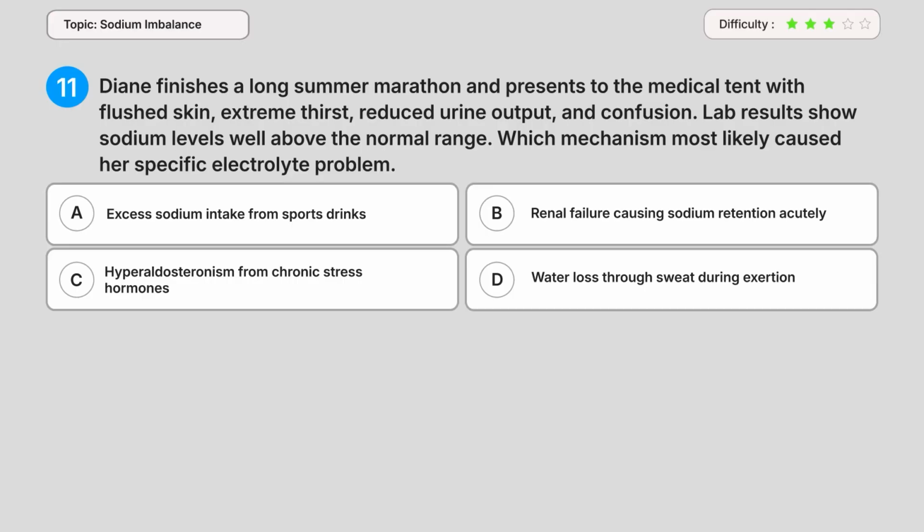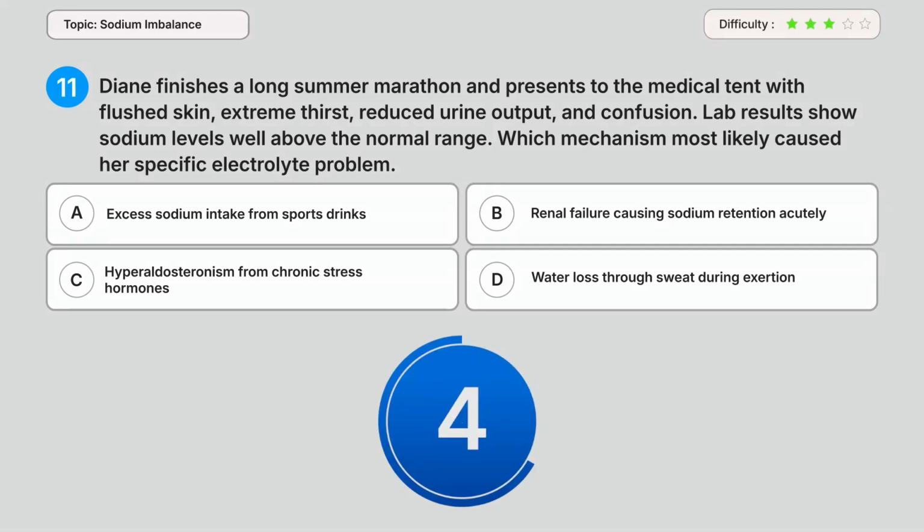A. Excess sodium intake from sports drinks. B. Renal failure, causing sodium retention acutely. C. Hyperaldosteronism from chronic stress hormones. D. Water loss through sweat during exertion. Do you know the answer?